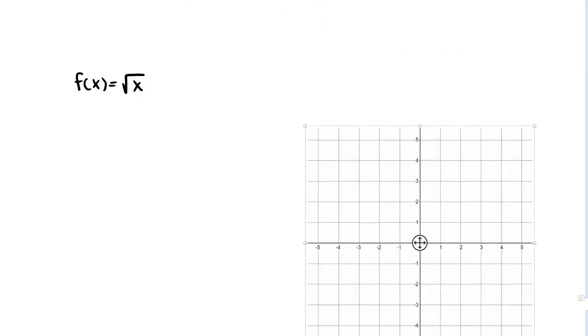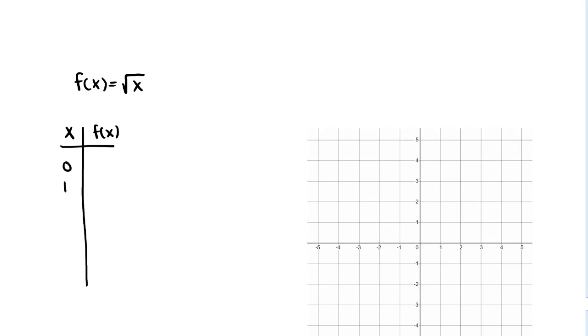So let's start with this function f of x is equal to the square root of x. So we've graphed this function a handful of times now, but again to help us understand how this transformation works, I would really like to make a table of this function. So here we have x and f of x, and some nice numbers we can plug into this function are 0, 1, 4, 9, and 16. And what we get out are 0, 1, 2, 3, and 4.